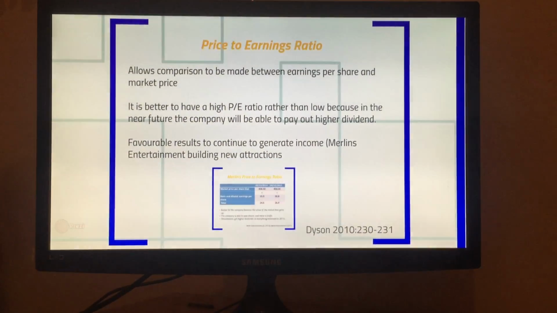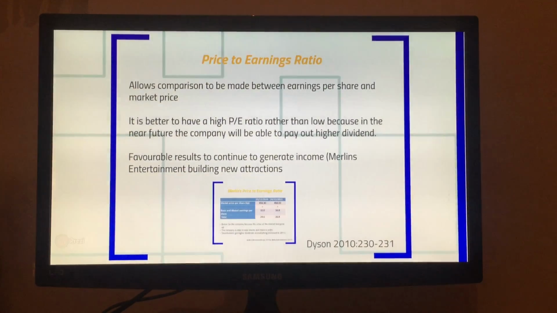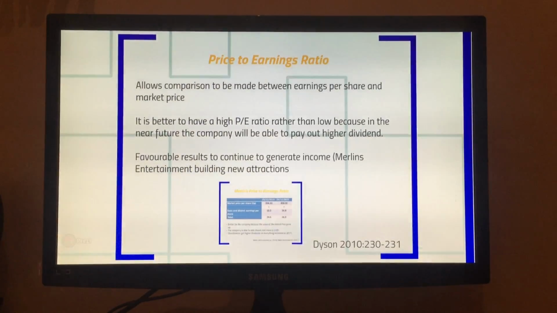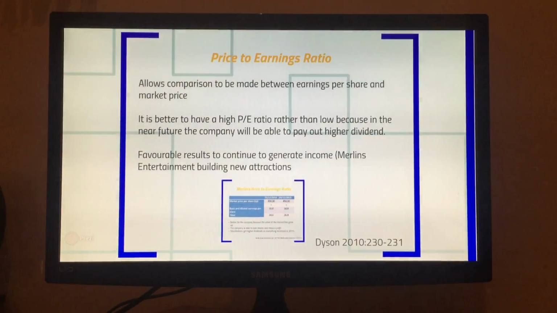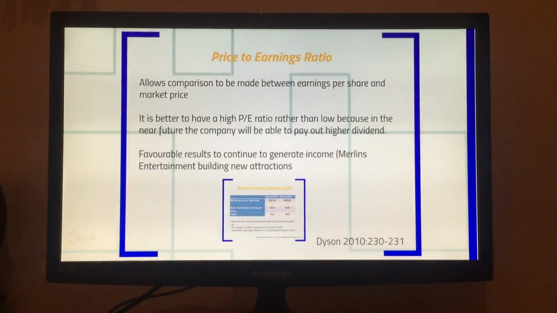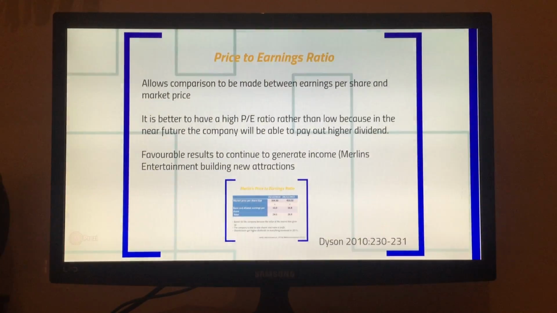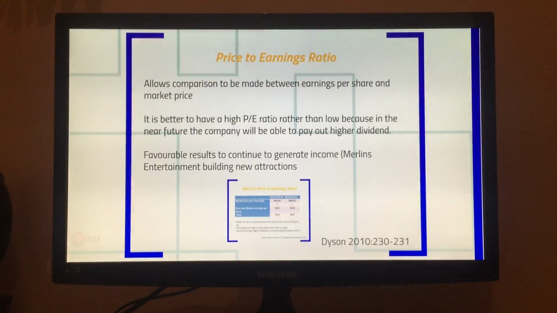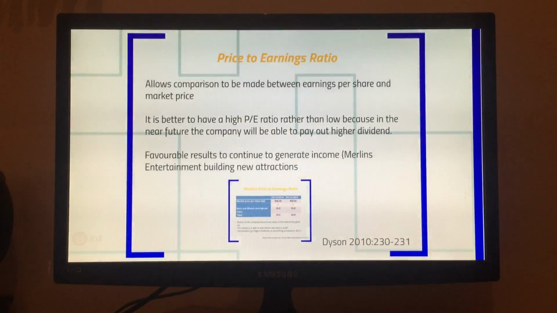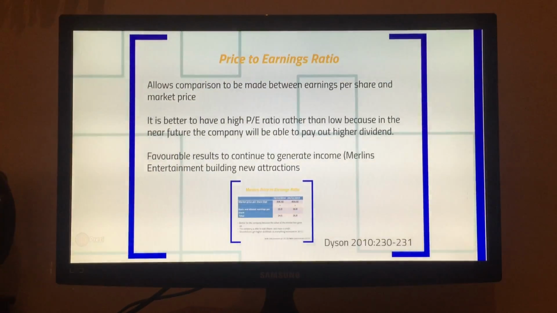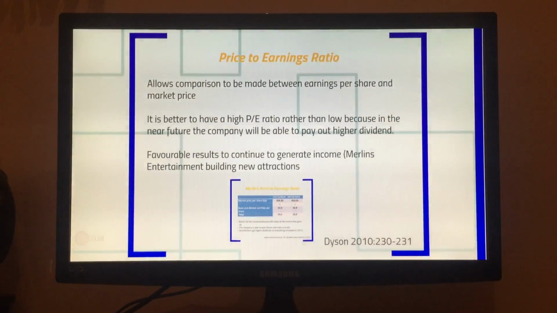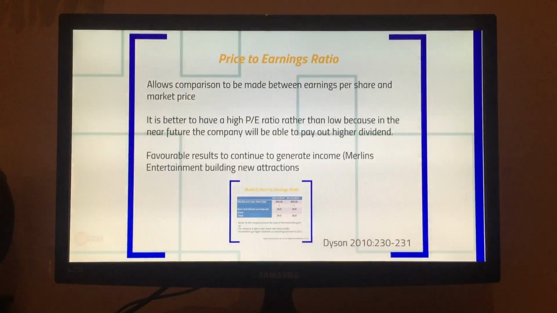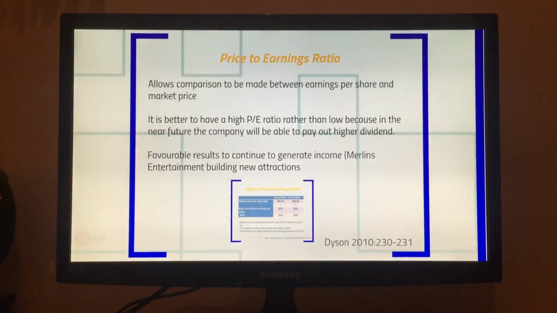Price to earnings ratio. This ratio allows comparisons to be made between earnings per share and market price. It is better to have a high price to earnings ratio rather than a low one because in the near future the company will be able to pay out higher dividends. Favourable results will continue to generate income. So for Merlin Entertainment, building new attractions will attract investors, which could again generate income, which is profit for them.